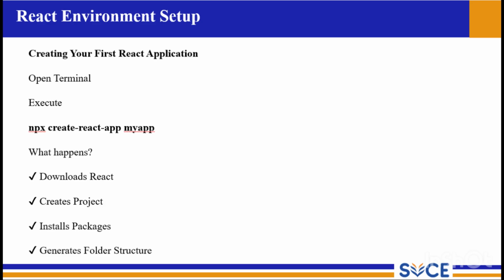To begin, open Visual Studio Code and launch the integrated terminal. You can open the terminal by selecting Terminal from the menu and then clicking New Terminal. The integrated terminal allows us to execute commands directly within VS Code without switching to another application.